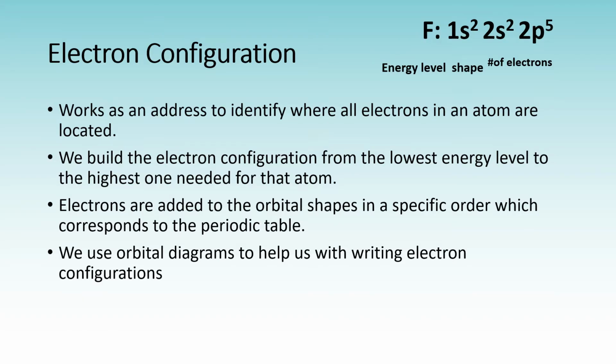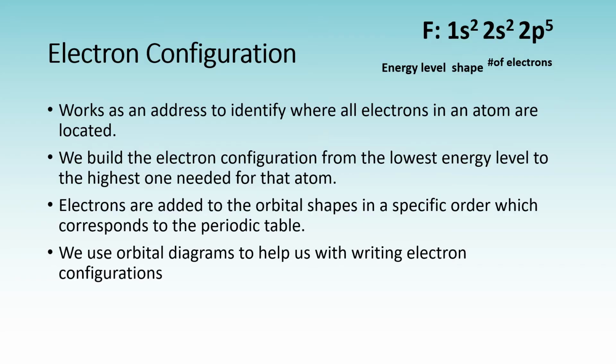So we want to be able to write what's called an electron configuration. An electron configuration works as an address to identify where all the electrons in an atom are located. So it's giving all the locations to us. We build the electron configuration from the lowest energy level to the highest one needed for that atom. The electrons are added to the orbital shapes in a specific order, which corresponds to the periodic table.